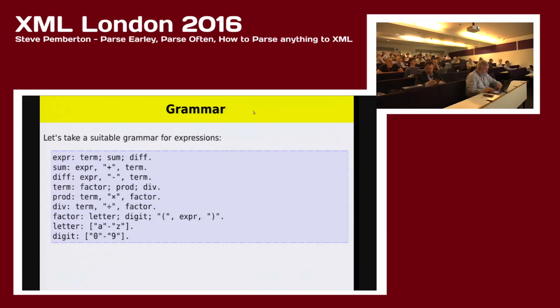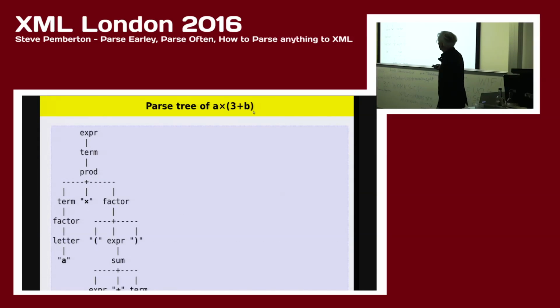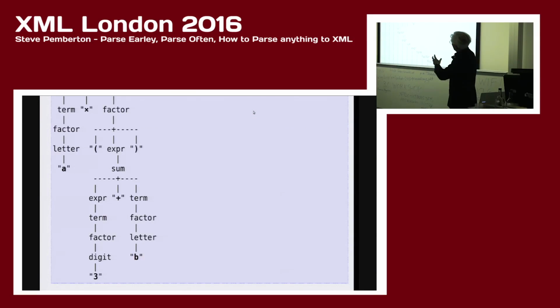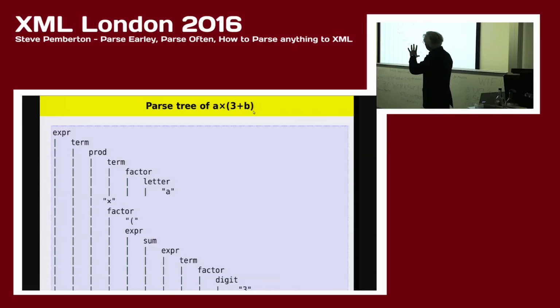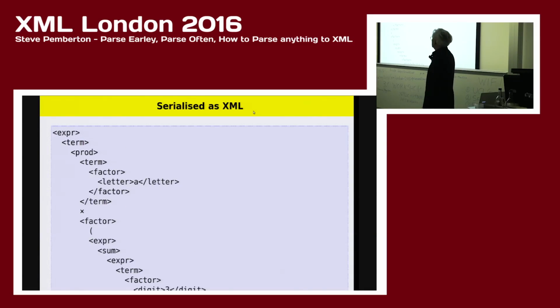You provide a grammar of the structure that you want to parse. So in this case, a very simple grammar for expressions that allows you plus and minus and times and divide and brackets. And so then you use a parser to parse your input string, and you get a parse tree that looks like this in regular parsing. Now if I turn that parse tree on its side, you can already see, oh, it looks a bit like XML, and in fact, yes, you can just then serialize this parse tree as XML.